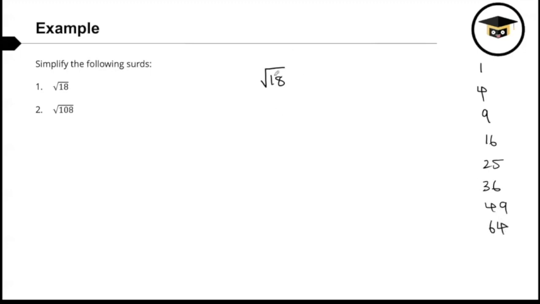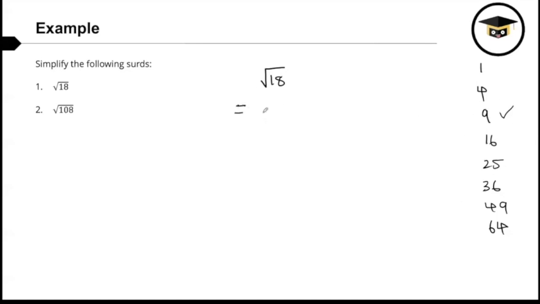Now, in terms of 18, which one of these would go into 18? Well, 1 obviously does, but it's useless. So I might actually just not write this from now on. 4 doesn't actually go into 18. 9 does. So 9's a really good one. 16 doesn't, and then the rest of them are bigger than 18. So it looks like 9 is the one we're going to be using.